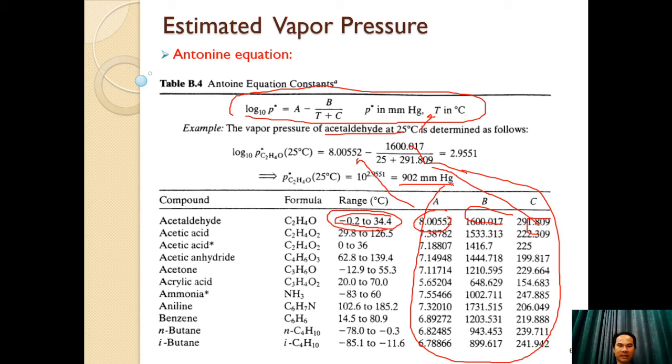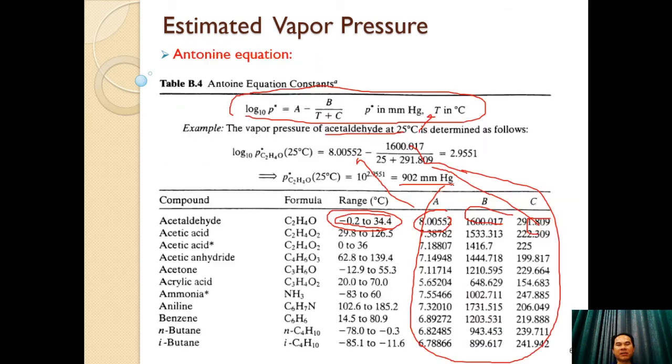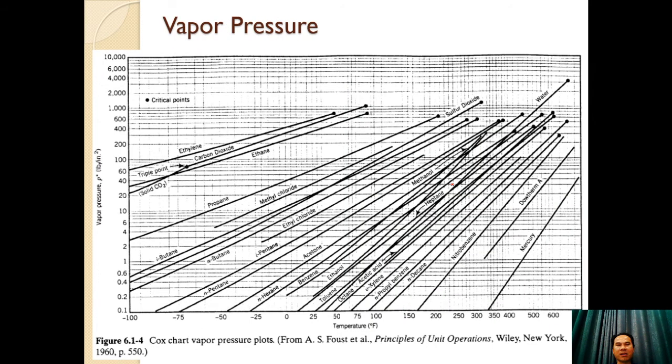You can interpolate the vapor pressure from this table, or you can calculate from this formula if you know the heat of vaporization and you know B. I showed you only two equations to evaluate the vapor pressure. Or you can use a graph or figure, where the y-axis is vapor pressure in pounds per square inch and the x-axis is temperature in Fahrenheit.